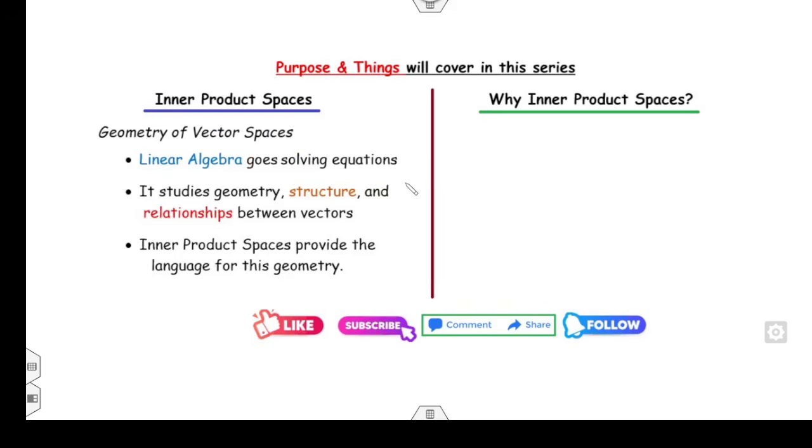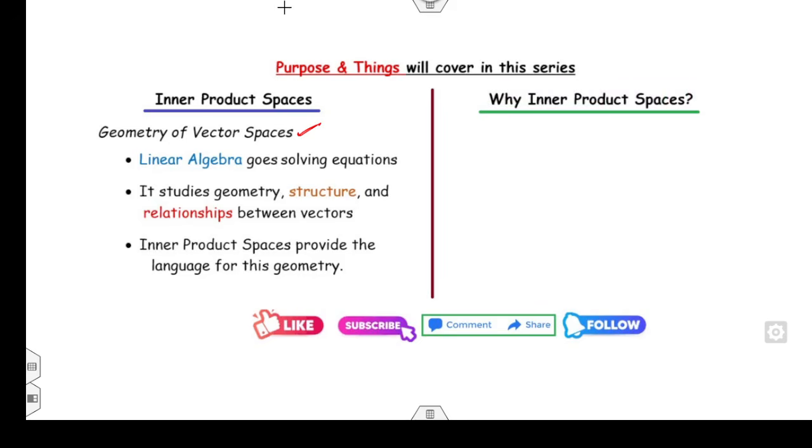That means we have discussed the geometry of the vector space. That is linear algebra, which is going to solve the system of equations Ax = b. It studies the geometry as well as the relation between the various vectors. And the inner product space will provide us the language for this geometry. And why is there a need of the vector space?